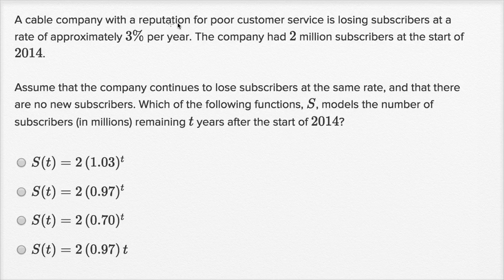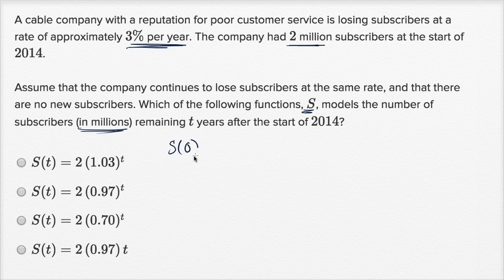A cable company with a reputation for poor customer service is losing subscribers at a rate of approximately 3% per year. The company had 2 million subscribers at the start of 2014. Assume that the company continues to lose subscribers at the same rate and that there are no new subscribers. It's truly a bad situation for them. Which of the following functions S models the number of subscribers in millions remaining t years after the start of 2014? So let's just think about this a little bit.